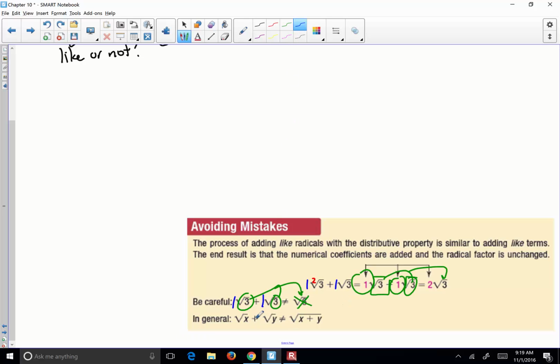Another mistake: do not combine radicals with different radicands X and Y. You cannot. These actually cannot be added. You cannot add these because they are different radicals inside. X and Y are different. You can't add them.